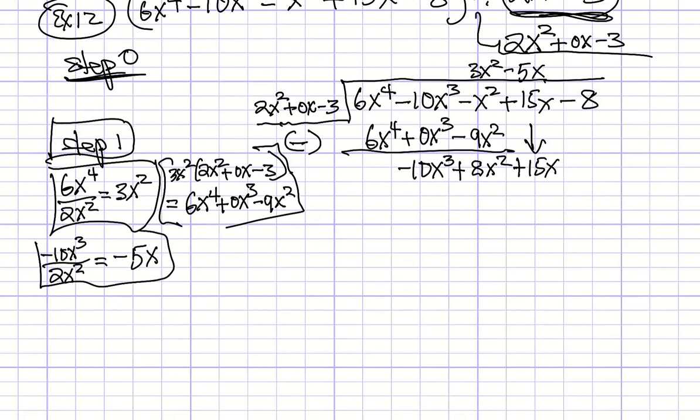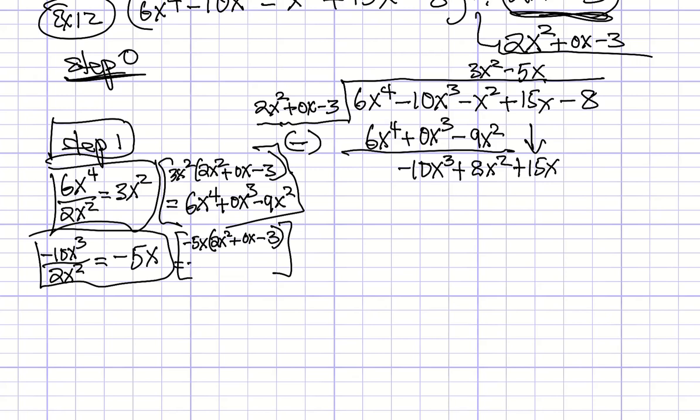I hope I'm not making a mistake. Let me check, make sure everything is done right. You divide that up right there. And then let's take that and do the magic. Negative 5x times 2x squared plus 0x minus 3.